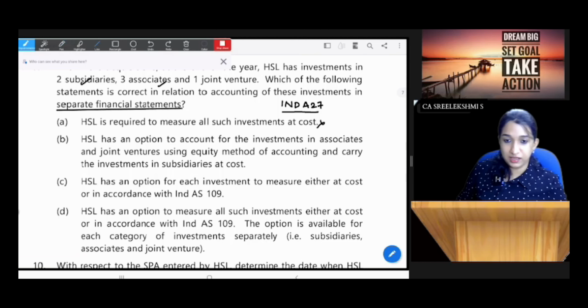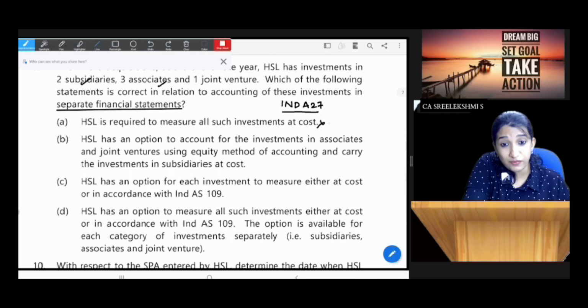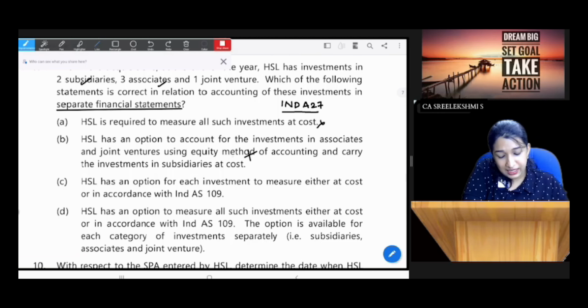Separate financial statements. In the books of the investor, there are subsidiary companies, associates and joint ventures. So there is an investment account in separate financial statements. How should it be measured? It should be measured either at cost or as per Ind AS 109 at the option of the investor. The option is given to the investor. So to record all these investments at cost is wrong. An option to account the investments using the equity method? No, the equity method is in CFS.